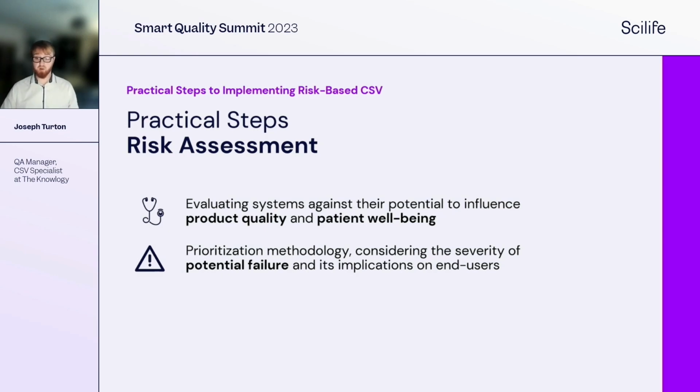Quantitative assessment: for critical systems, like ones that manage real-time vital signs for patients during clinical trials, we might employ statistics, so a numerical assessment. Suppose the historical data shows that the system has a 0.1% chance of failure, and every failure has a 10% probability of resulting in adverse effects on a patient. In that case, we can quantify the risk and prioritize accordingly. This ensures our resources are directed at mitigating the most impactful risks first.